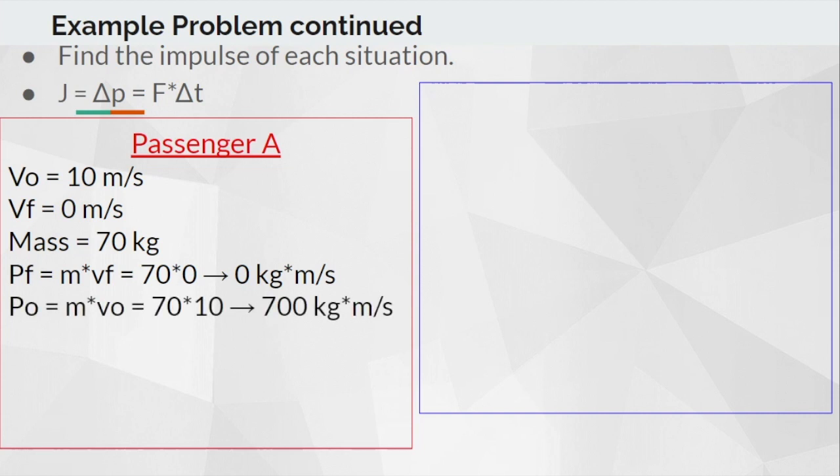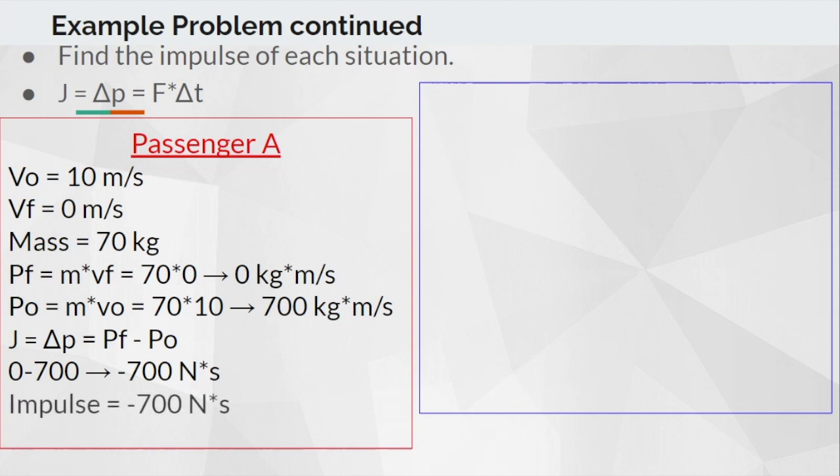Their initial momentum is mass times initial velocity, which is 70 times 10. That gives us an initial momentum of 700 kilograms times meters per second. Therefore, their impulse is equal to the change in momentum, which means momentum final minus momentum initial, which tells us that their impulse should be negative 700 newtons times seconds.